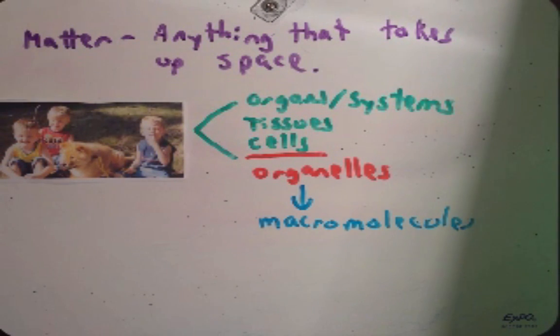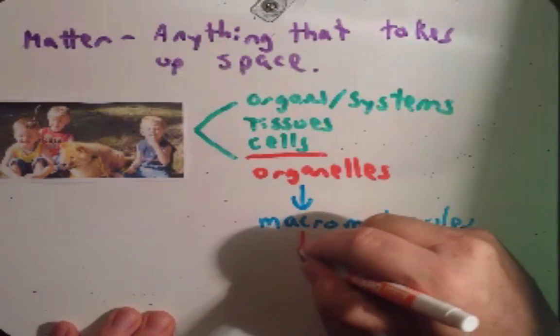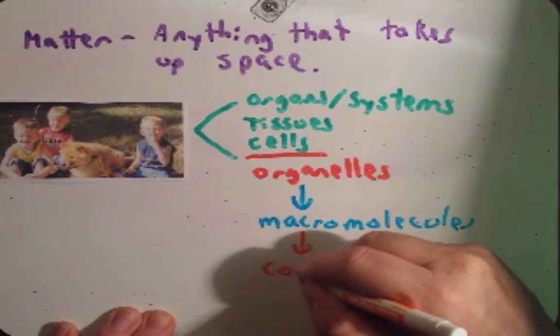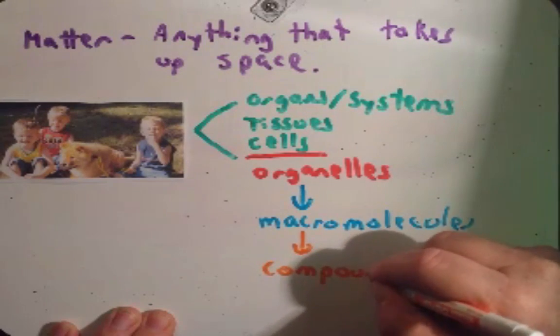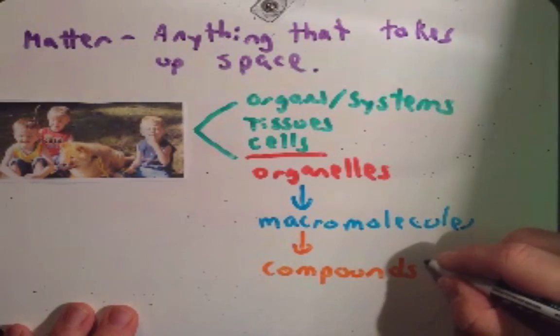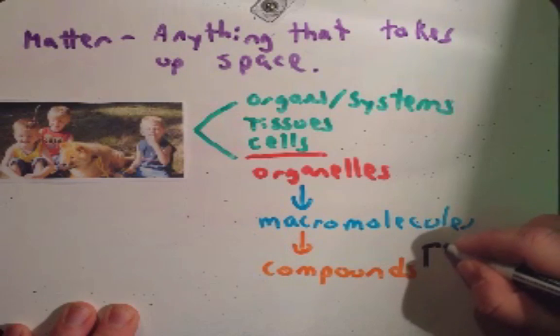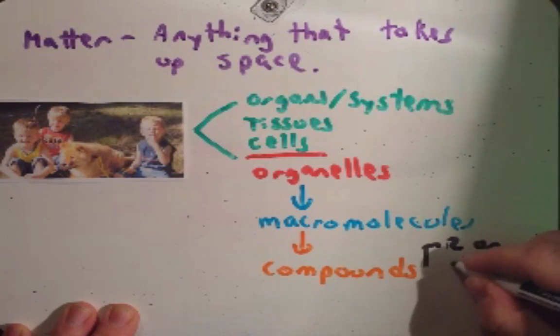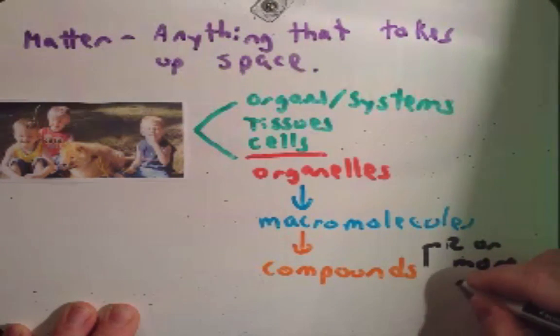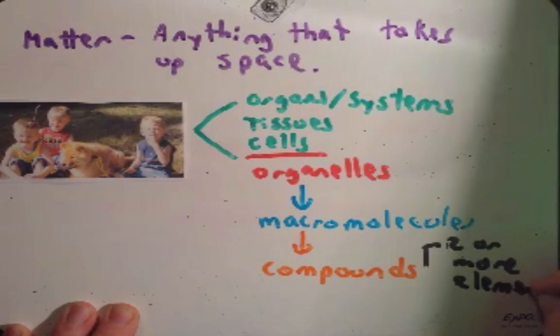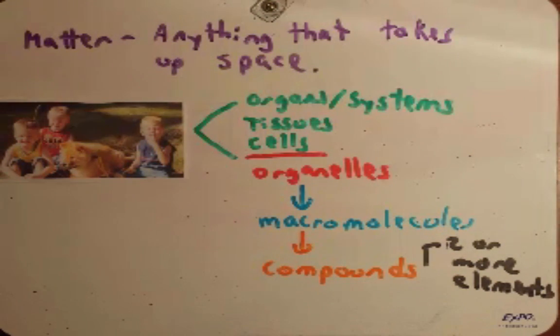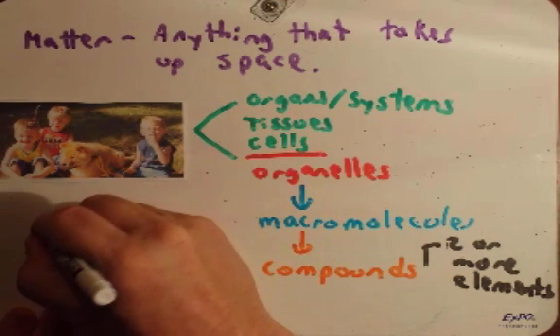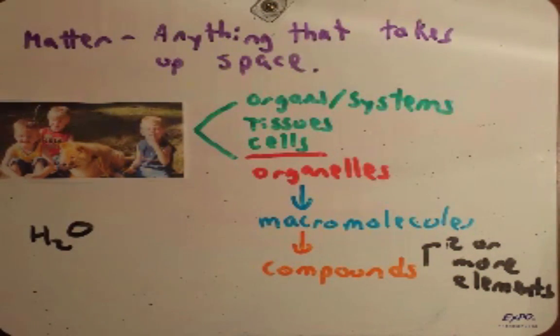What makes up these macromolecules then? These macromolecules then would be made up of compounds. A compound is something that is made up of 2 or more elements. They are not random elements. They are very fixed elements. For instance, you might think of something like water. H2O is a compound. It's a very fixed ratio of hydrogen and oxygens that make up that compound of water.